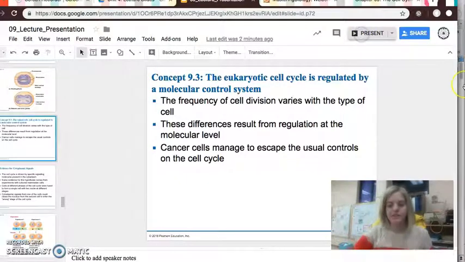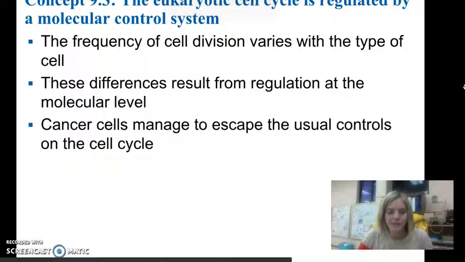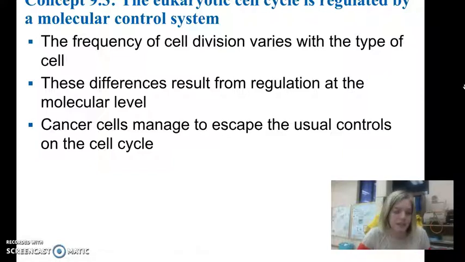So this section is for section 9.3, and this section really details how the cell cycle is controlled and regulated. The different types of cells, especially for eukaryotic cells, because most of those organisms are multicellular, they have different types of cells, and those cells are able to divide at different rates depending on the type of cell. And the reason why those cells divide at different rates is because of different cell signaling mechanisms that occur at the molecular level, some of which we've discussed already.